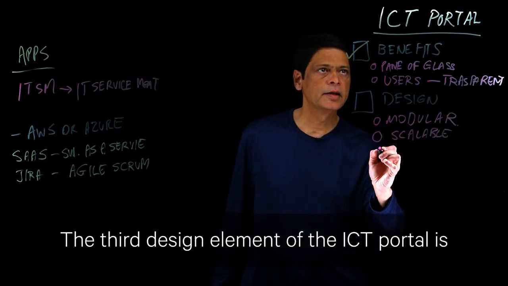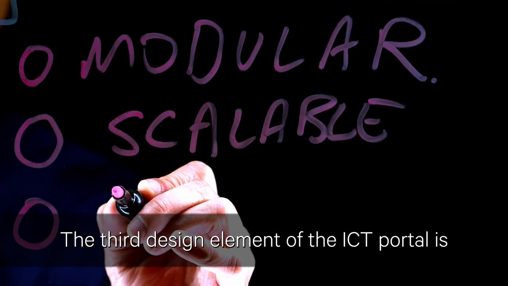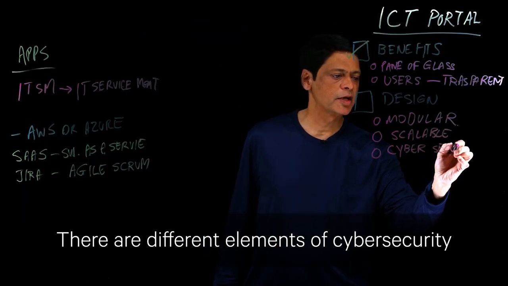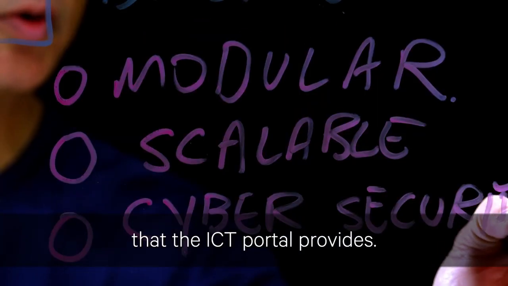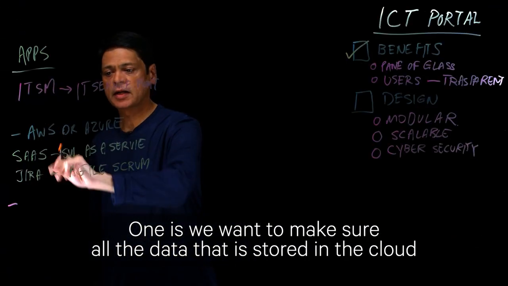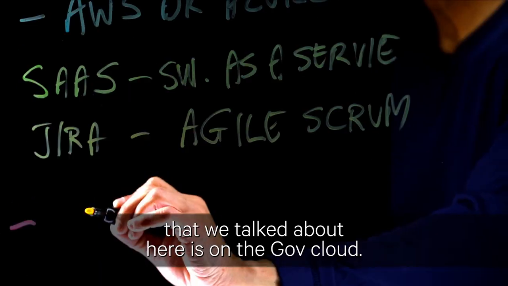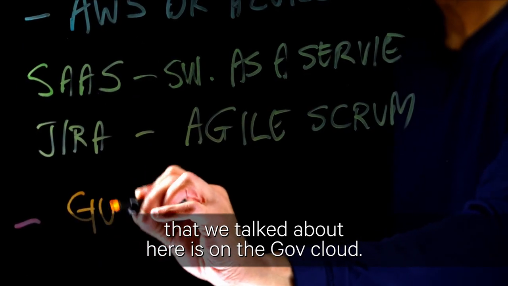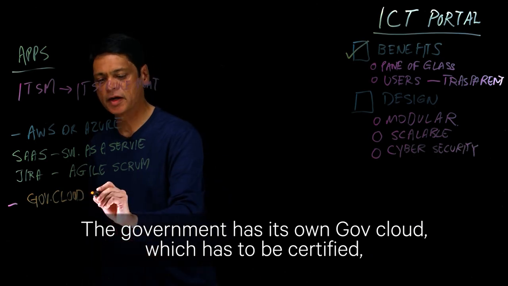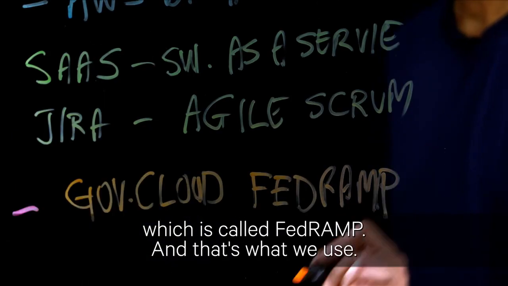The third design element of the ICT Portal is cybersecurity. There are different elements of cybersecurity that the ICT Portal provides. One is we want to make sure all the data that is stored in the cloud that we talked about here is on the GovCloud. The government has its own GovCloud, which has to be certified, which is called FedRAMP, and that's what we use.